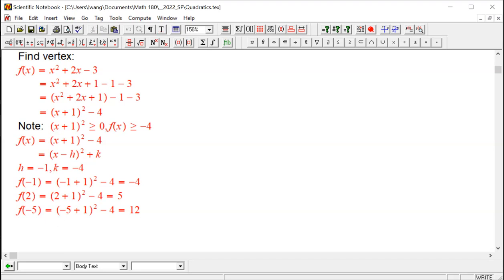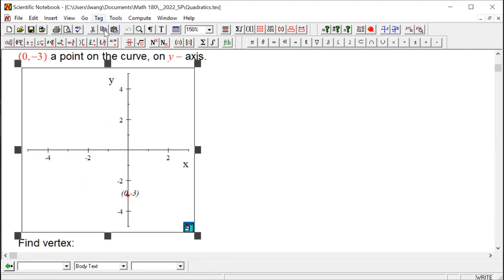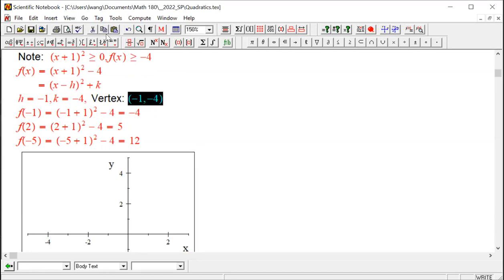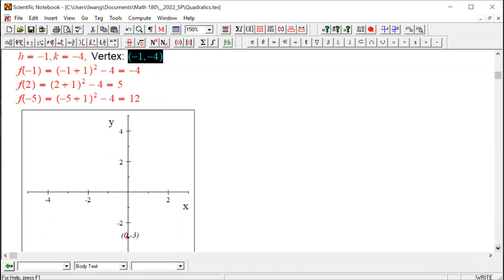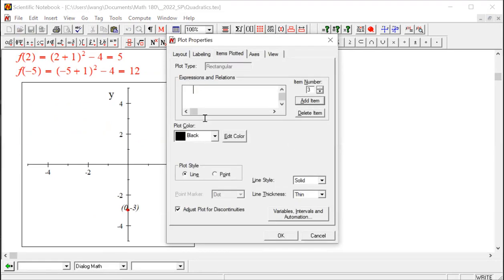So what's the meaning in the graph? Now we found the vertex. The vertex is (-1, -4). I'm going to take the picture which we did, where we just had one point before. Now we have one more point, and we're going to put this point in the picture as a red dot.